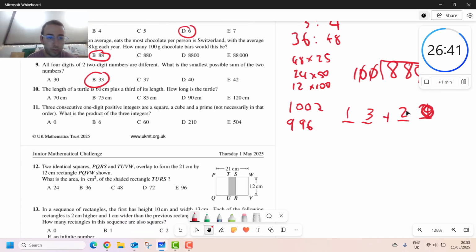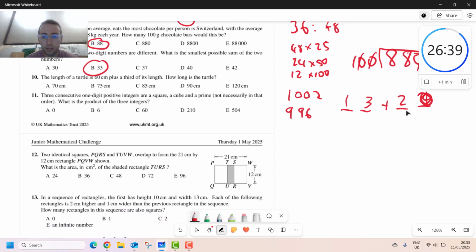The length of a turtle is 60 plus a third. Oh, classic. 60 plus x over 3 equals x. So 60 plus a third of its length is the length. So 2/3 of x equals 60. x is 90.